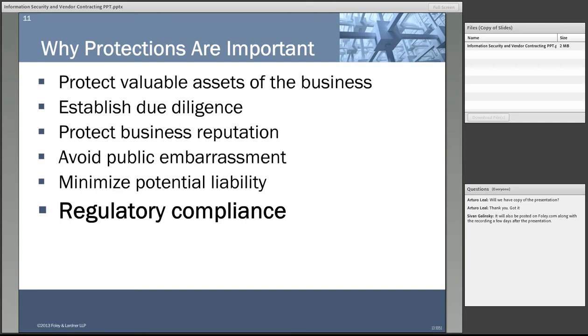And then finally, everyone's talking about regulatory compliance, but as I've tried to emphasize, it's not just personally identifiable data that we're worried about. Of course, that's very sensitive information that must be protected, but there are lots of other types of information that a business must work hard to protect.